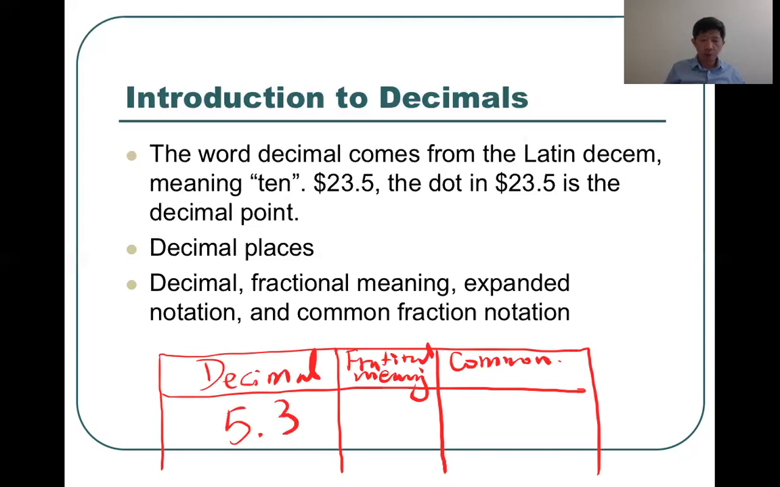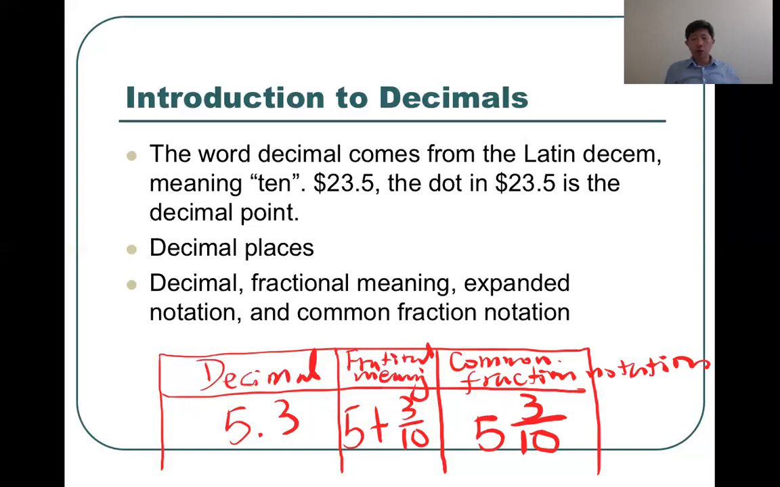That means we have a 5 plus 3/10. And then what's the common fraction notation, which is 5 and 3/10. Okay, this is called common fraction notation. Okay.